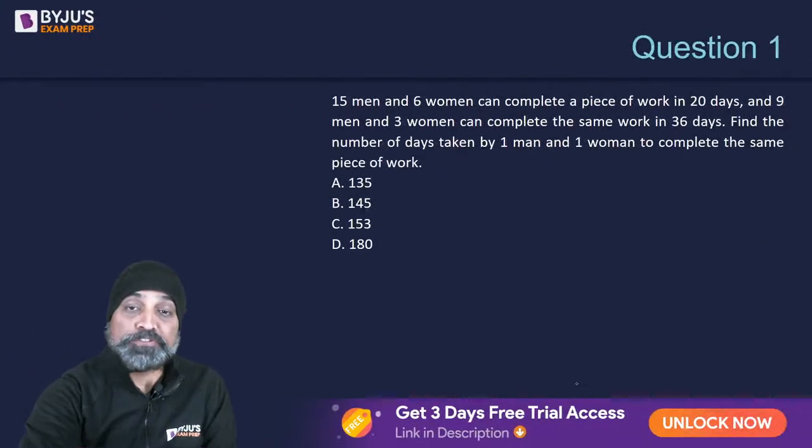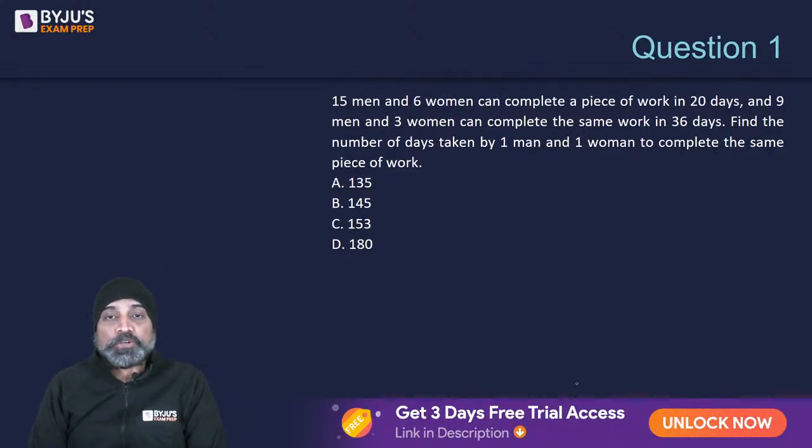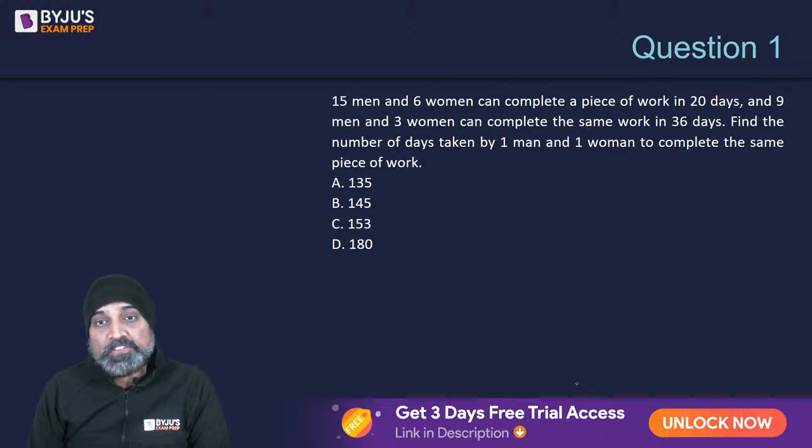So let's begin with our first question for the day. The question says 15 men and 6 women can complete a piece of work in 20 days and 9 men and 3 women can complete the same work in 36 days. Find the number of days taken by 1 man and 1 woman to complete the same piece of work.